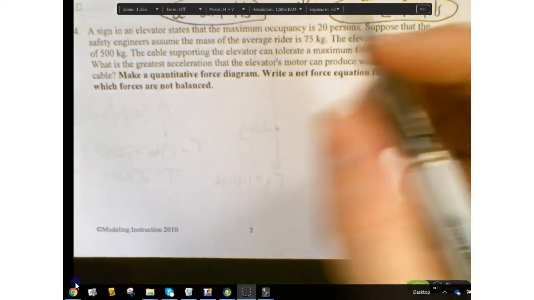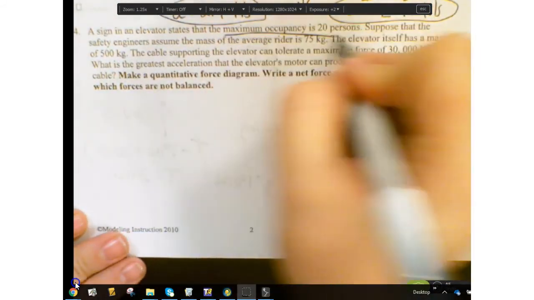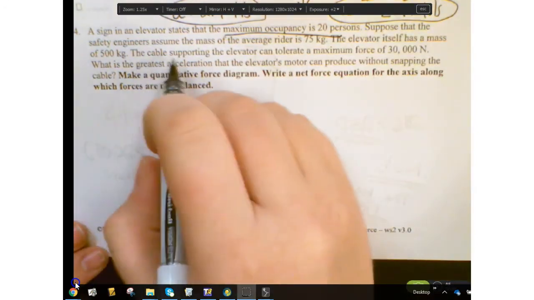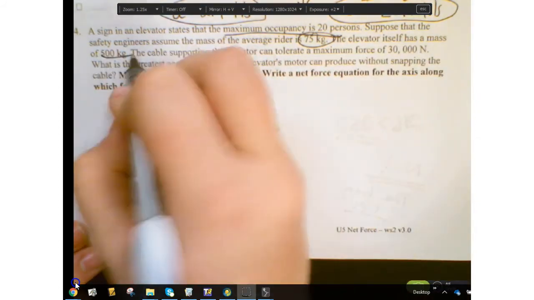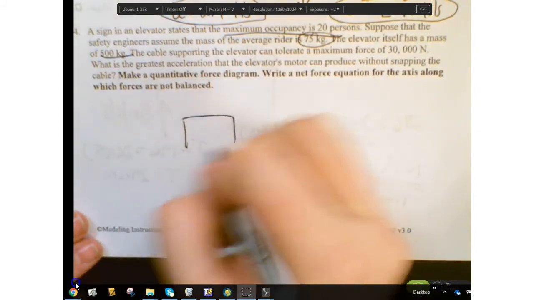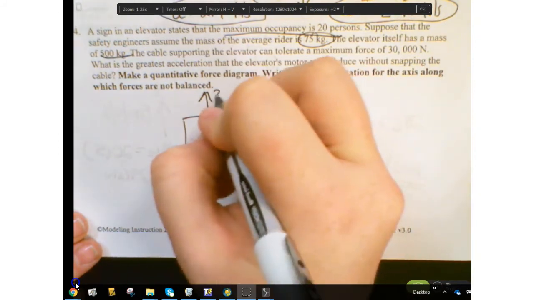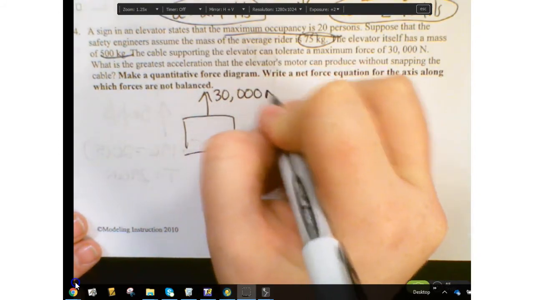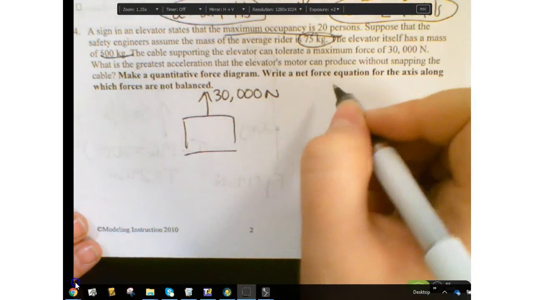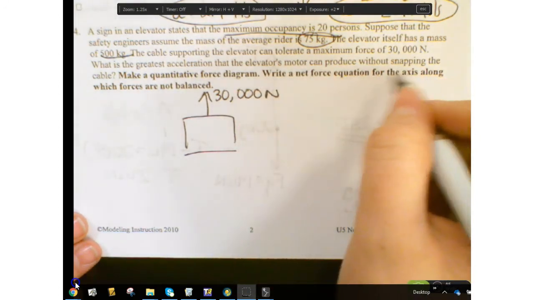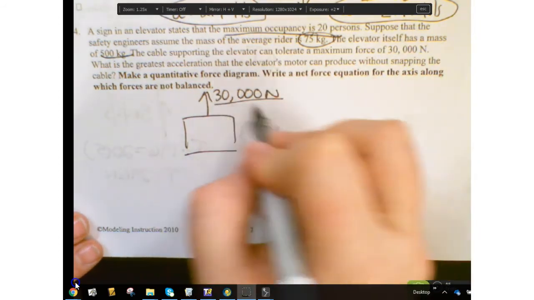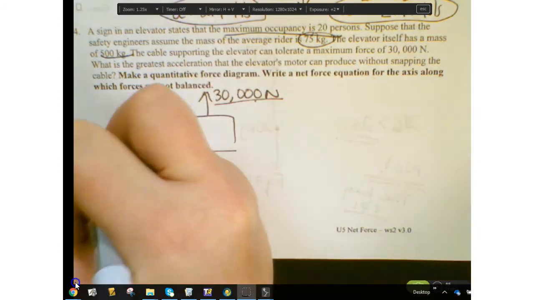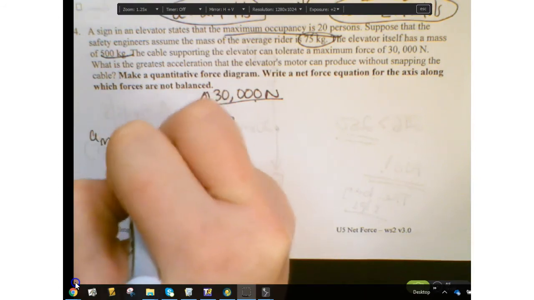We have another elevator problem. So a sign on an elevator says that the maximum occupancy is 20 people. Suppose that the safety engineers assume an average rider is 75 kilograms. The elevator itself has a mass of this. The cable supporting the elevator can tolerate 30,000 newtons. What is the greatest acceleration the elevator's motor can produce without snapping the cable?